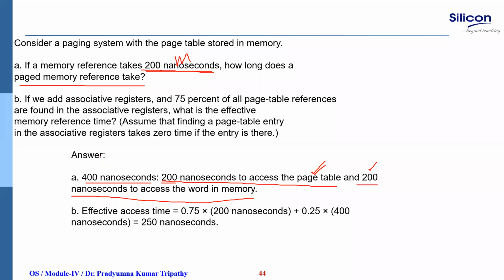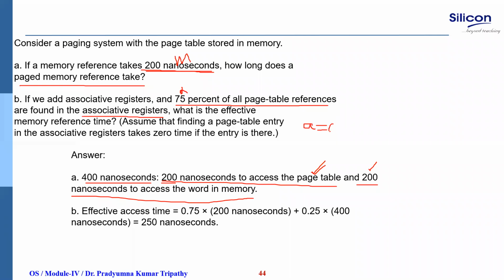Similarly, suppose the question is, if you add associative register, that means if you go for TLB and 75% of all page table references are found in the associative register. That means your alpha is 75%. What is your M? M is 200. What is the effective memory access time? Assume that finding a page table entry in the associative register takes 0 time. That means A equals 0.